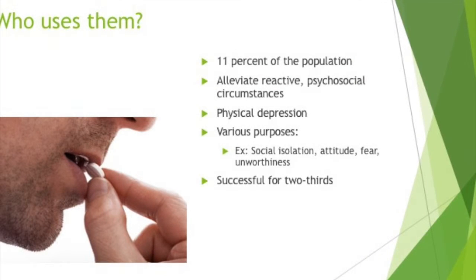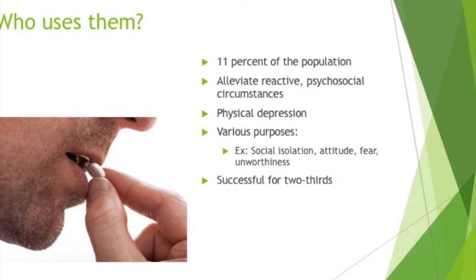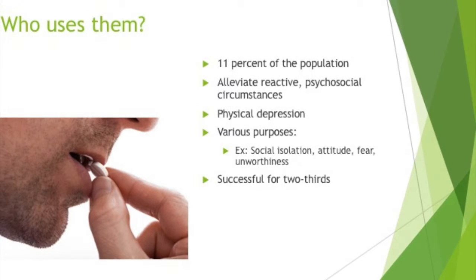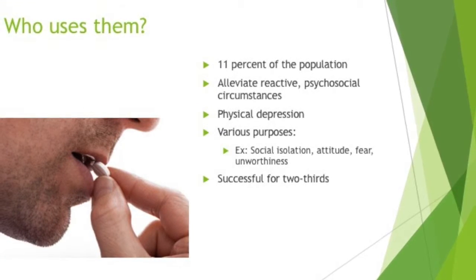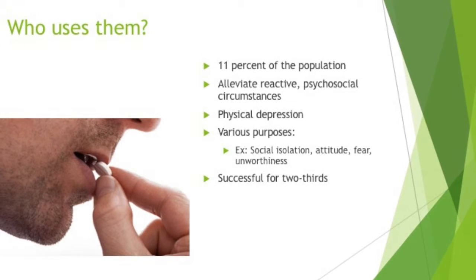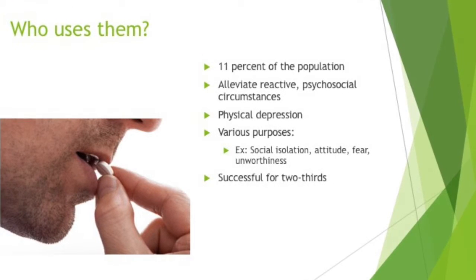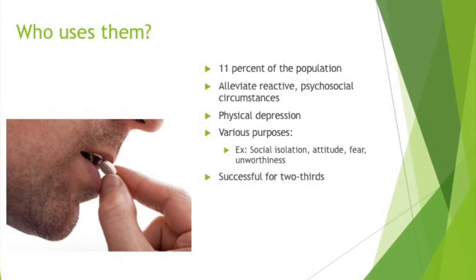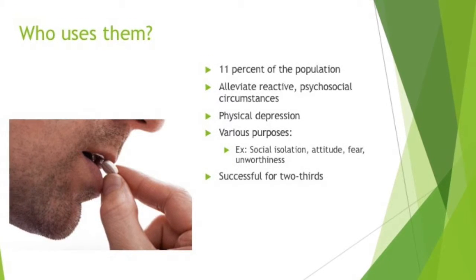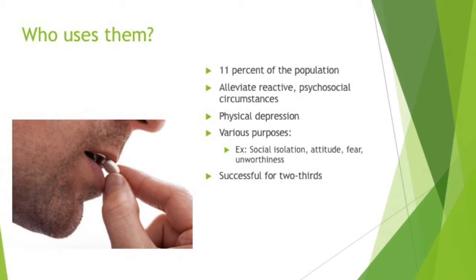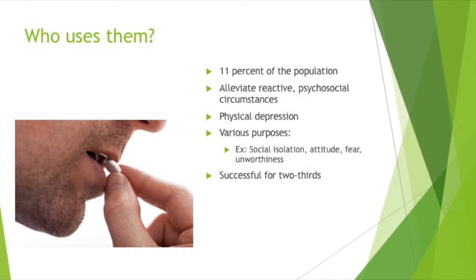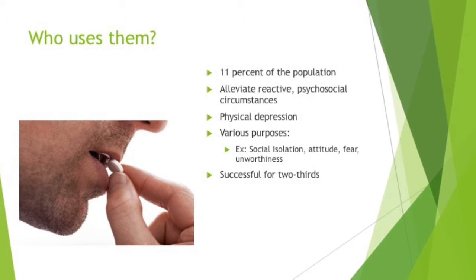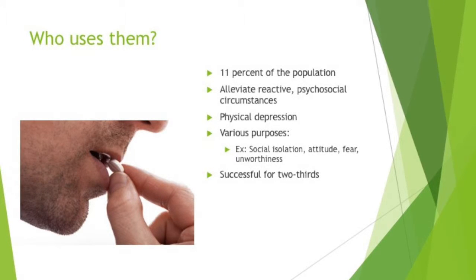Many people use antidepressants, as much as 11% of the population. It is necessary to treat various disorders, which will be described in this video. It can be used to alleviate reactive and psychosocial circumstances. It is most commonly prescribed to treat physical depression. The underlying causes of this depression may be for various purposes, such as isolation from others, attitude, fear, feelings of unworthiness, and dealing with faulty beliefs. For those taking it, approximately 2/3 find it successful.